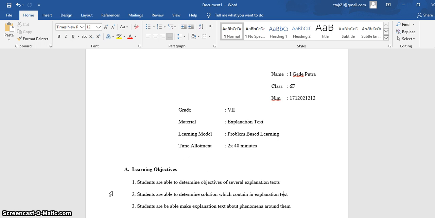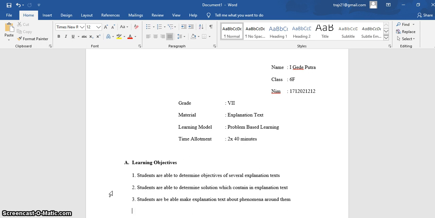The learning model used in this teaching is problem-based learning. The grade of this teaching is the seventh grade. Okay, let's move to the learning objectives.